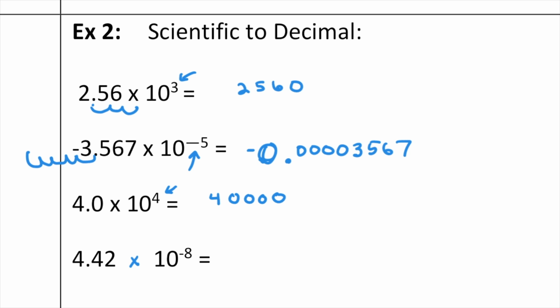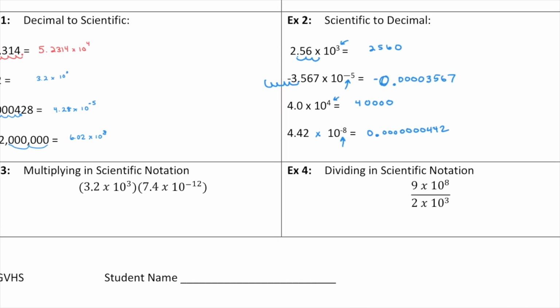Our last problem needs to be a small number because it was a negative exponent. So we're going to have 0 point, moving the decimal 8 places to the left. And what we're going to end up with is 0.00000007, here's my 8, 4, 2. So it's definitely a small number.